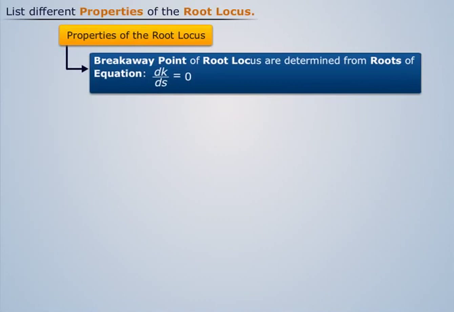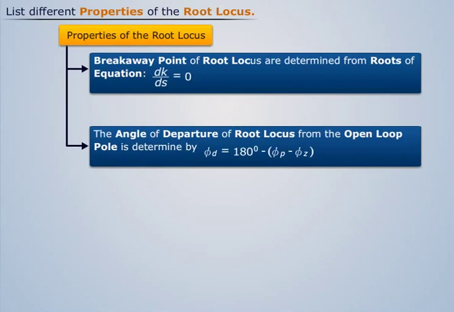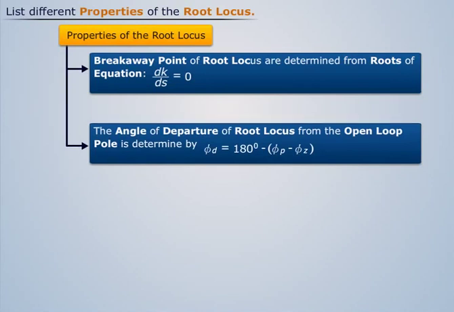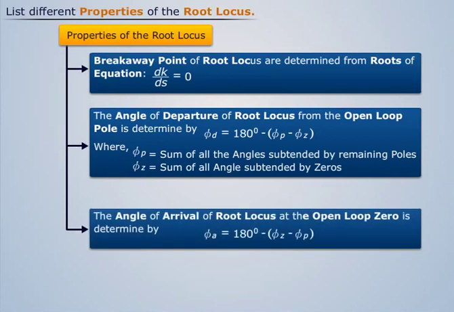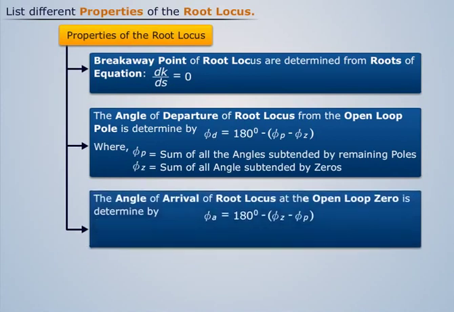Breakaway points of root locus are determined from roots of the equation. The angle of departure of root locus from the open loop pole is determined by where. The angle of arrival of root locus at the open loop zero is determined by where.